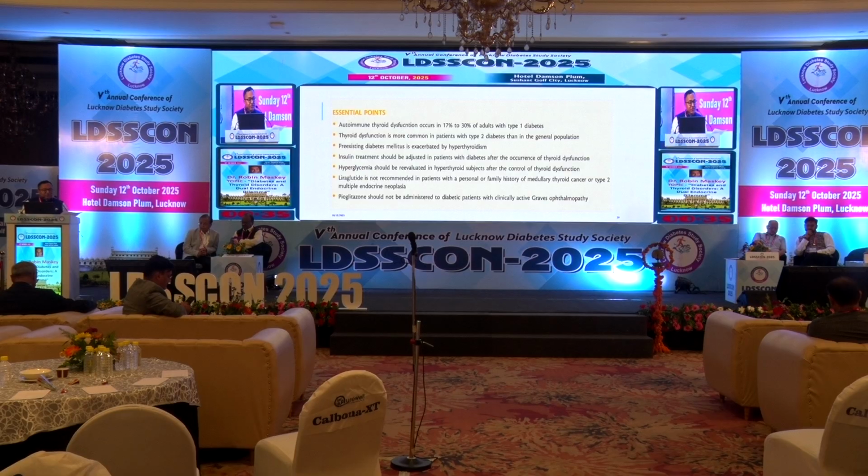Insulin treatment should be adjusted in patients with diabetes after the occurrence of thyroid dysfunction. And hyperglycemia should be addressed in hyperthyroid subjects after the control of thyroid dysfunction, because if you control it before, it may aggravate the problem. That's why we have to first control the hyperthyroidism or Graves' disease, thyroid storm, then go ahead with the control of the blood sugar.